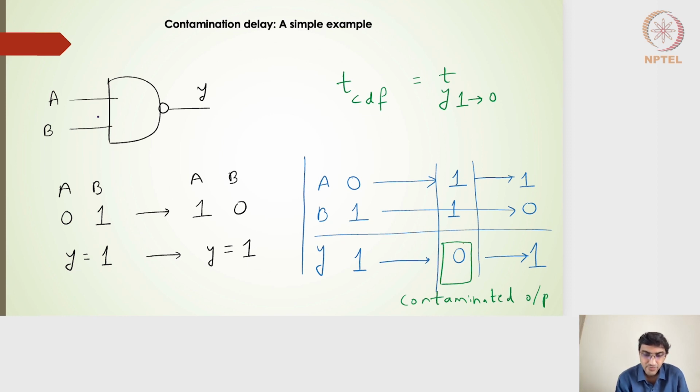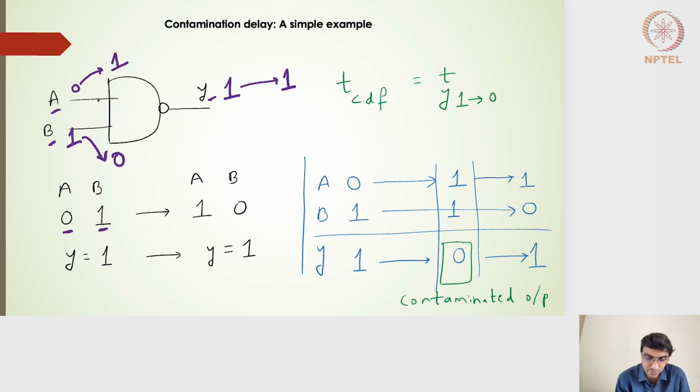Let me take an example here of a 2-input NAND gate. So my inputs are A and B here and output is Y, right? Let's take a very simple example of 0, 1. If I provide a 0 and 1 to the NAND gate, my output will be nothing but 1 for a NAND gate, right? Now if I change A from 0 to 1 and B from 1 to 0, my output should stay at 1, right? It should not change.